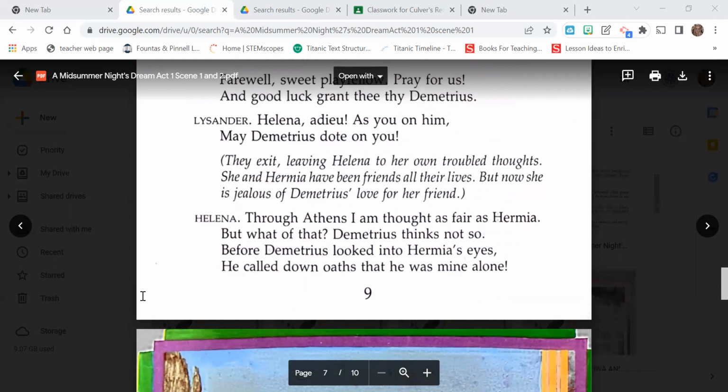Helena says, "Through Athens, I am thought as fair as Hermia. But what of that? Demetrius thinks not so. Before Demetrius looked into Hermia's eyes, he called down oaths that he was mine alone."